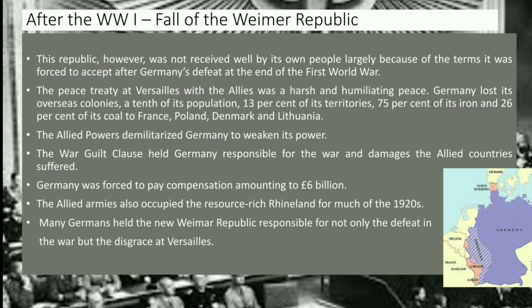The peace treaty at Versailles with the Allies was a harsh and humiliating peace. Germany lost its overseas colonies, a tenth of its population, 13% of its territories, 75% of its iron, and 26% of its coal to France, Poland, Denmark, and Lithuania.